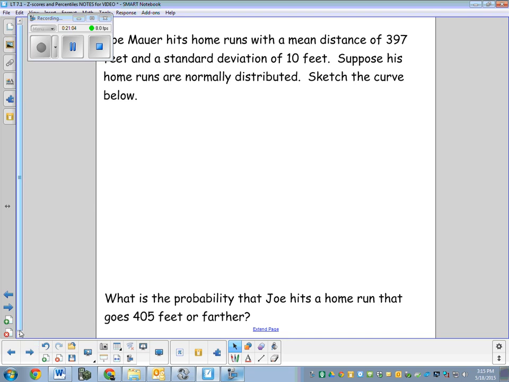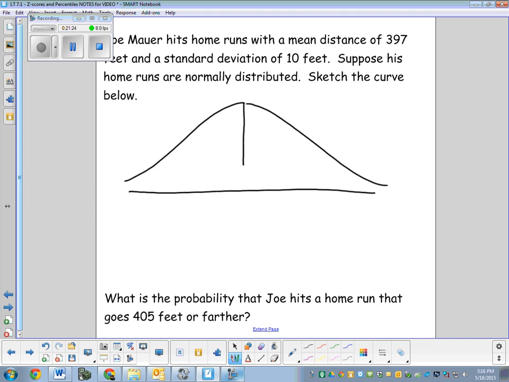So what I'd like to do right now is take a look at a new example. Joe Mauer hits home runs with a mean distance of 397 feet and a standard deviation of 10 feet. Suppose his home runs are normally distributed. Sketch the curve below. Let's do this one together. His mean will go in the middle, up by 3, down 3, and I will label my z-scores.